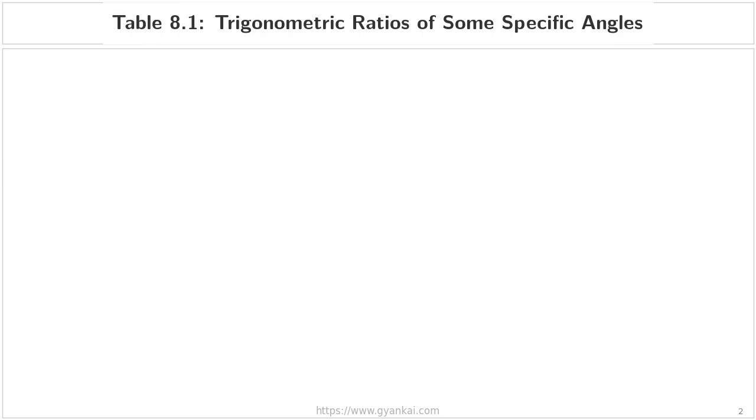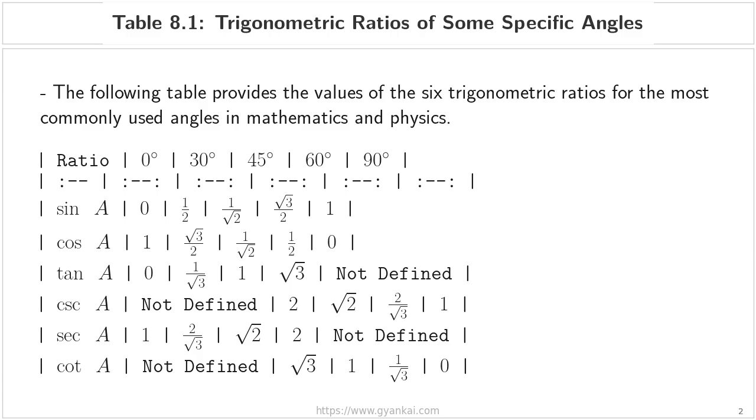Table 8.1, Trigonometric ratios of some specific angles. Now that we've discussed why we need a consolidated reference, let's take a close look at the actual data in Table 8.1. This table provides the exact values for the 6 trigonometric ratios: sine, cosine, tangent, cosecant, secant, and cotangent, for the most commonly used angles in mathematics and physics: 0, 30, 45, 60, and 90 degrees.